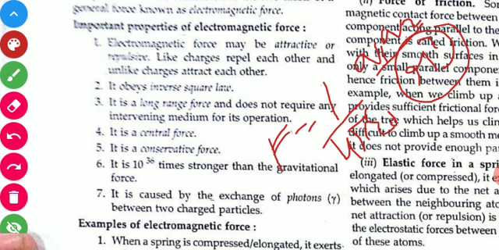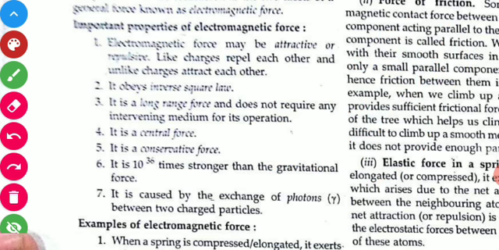Also, it obeys the inverse square law, as we know that F is equal to 1 upon 4 pi epsilon naught, Q1 Q2 upon R square. So the force is inversely proportional to R square. This indicates that it obeys the inverse square law. And also it is a long range force. As we know, it depends upon R, so whatever the value of R, we can find out the force. That's why it is a long range force.